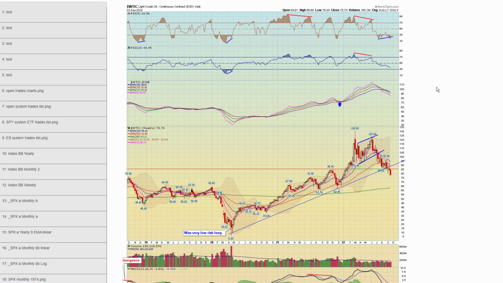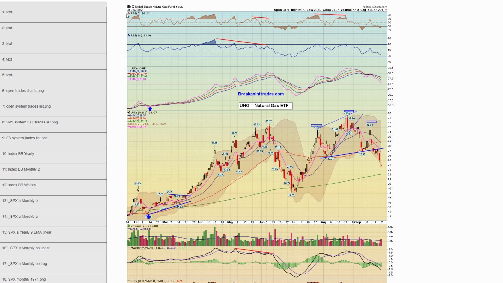Next, chart 69, natural gas, UNG. That's the ETF. We showed this as a head and shoulders pattern. That's obviously playing out. The 200-day moving average could be a target below.